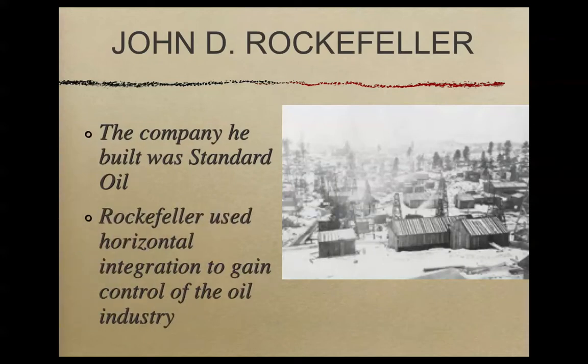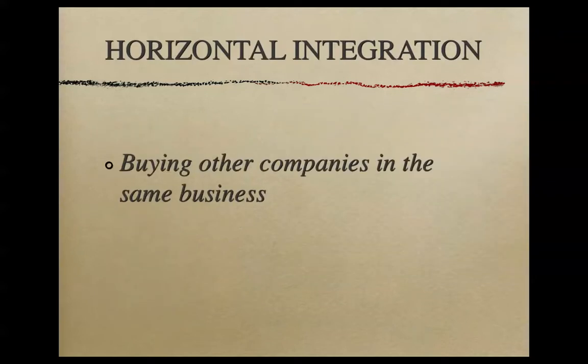Rockefeller used horizontal integration to gain control of the oil industry. Now, horizontal integration, buying other companies in the same business. This is very important for you to know the difference, because you're going to need to know the difference between horizontal integration and vertical integration, which we're going to talk about soon.